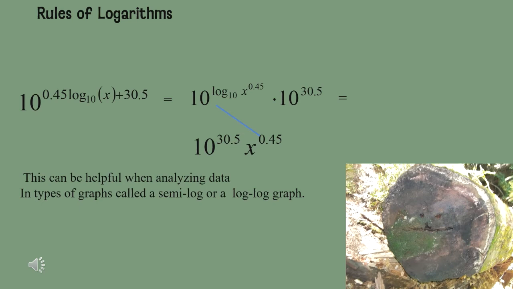I also have a sum in the exponent, so I could use the rule of exponents and break that up as a product, 10 to something times 10 to something else, where the two expressions were the 0.45 log base 10 of x and the number 30.5. So 10 to the 30.5 is some number, so I'm going to rewrite that as my leading coefficient. And then look at that other expression, 10 raised to log base 10 of something. Those are inverse functions, so they're going to cancel each other out, leaving me with the input of the log base 10, which was x to the 0.45. So 10 to the 0.45 log base 10 of x plus 30.5 simplifies down to some number, 10 to the 30.5, multiplying x to the 0.45 power.